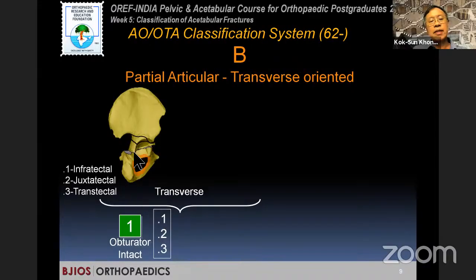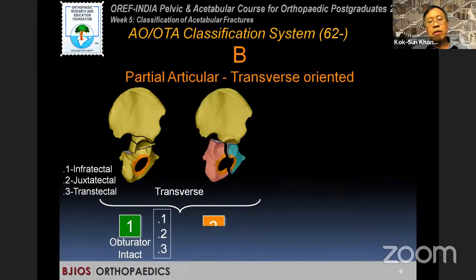B1.2, which is juxtatectal, means just short of the dome. And then you have the transtectal, which goes across the articular surface of this horseshoe, which is a B1.3. When you get a fracture through the foramen, it's called the T-type, and they follow the same types of 2.1 being infratectal, 2.2 being juxtatectal, and B2.3 being transtectal. So that involves more of the articular surface.